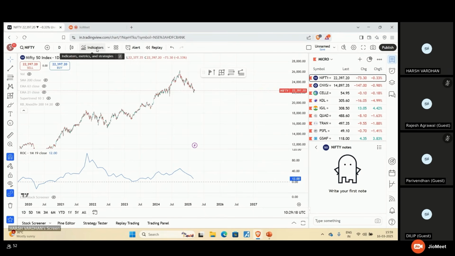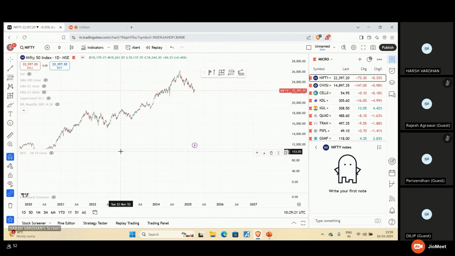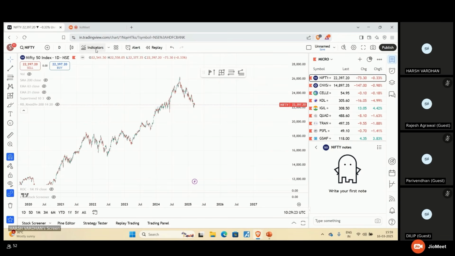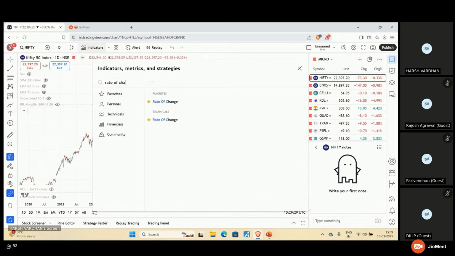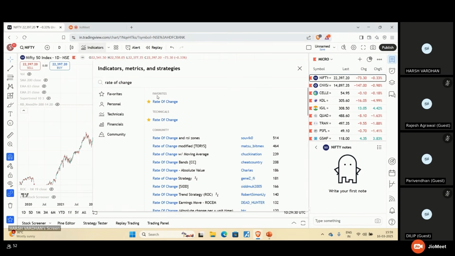Okay. Now, what you can do is click on indicators. I'm telling it from the start. Click on indicators. Type in rate of change. Then if it's not showing, like it is showing for everyone, right? Rate of change, because this is not a paid thing, I think.